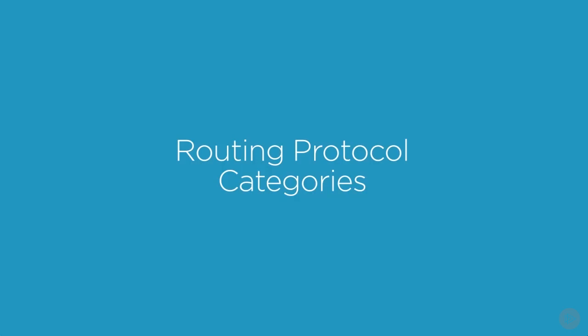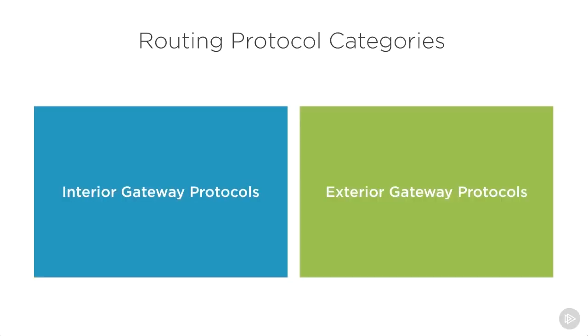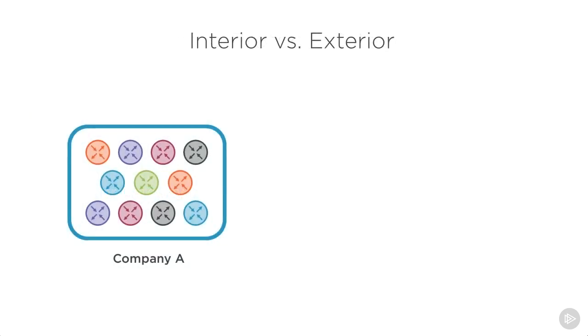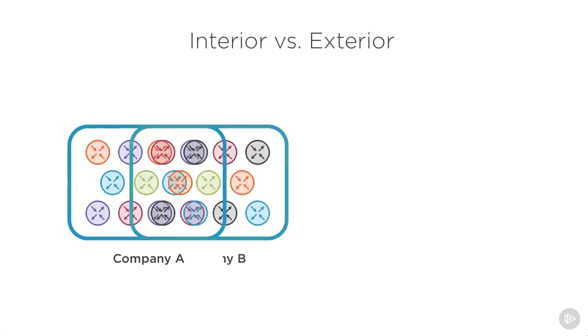We'll start here with routing protocol categories. We can easily break routing protocols into two separate groups: interior gateway protocols and exterior gateway protocols. Interior gateway protocols are designed to propagate routes within a single organization or autonomous system.